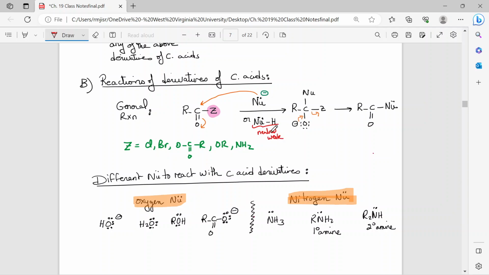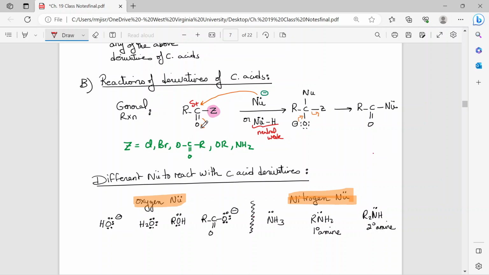Now, the mechanism is going to differ a little bit with the neutral weak nucleophile based on the medium that you are working with, either an acidic or a basic medium, but the product is going to be the same. If we have a strong nucleophile, the nucleophile is going to come attack the partial positive carbon. You are going to form a negative charge over here.